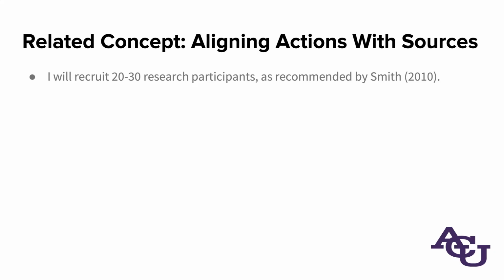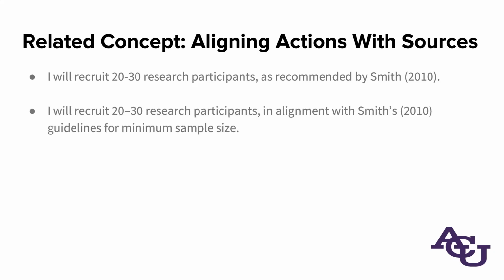So in this case, this phrasing says, okay, you are following the guidelines of Smith 2010, but the first part of the sentence, the I will recruit this, that's just you stating something you are doing, your knowledge, your plan. Now, there are other levels of detail you can include. So that same first half of the sentence, I will recruit 20 to 30 research participants in alignment with Smith's 2010 guidelines for minimum sample size. So that not only tells us, oh, Smith said that this was fine, but specifically Smith gave guidelines for minimum sample, and that's why I have 20 to 30.